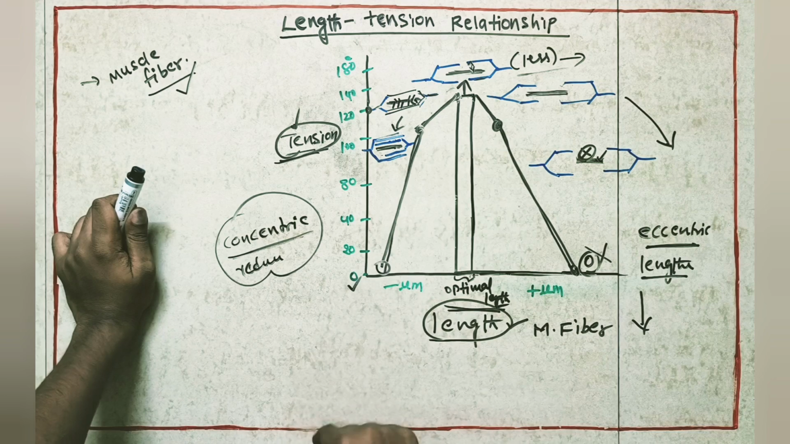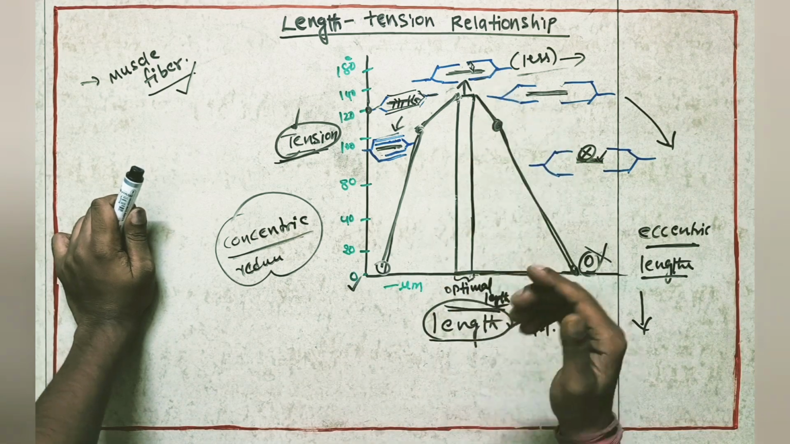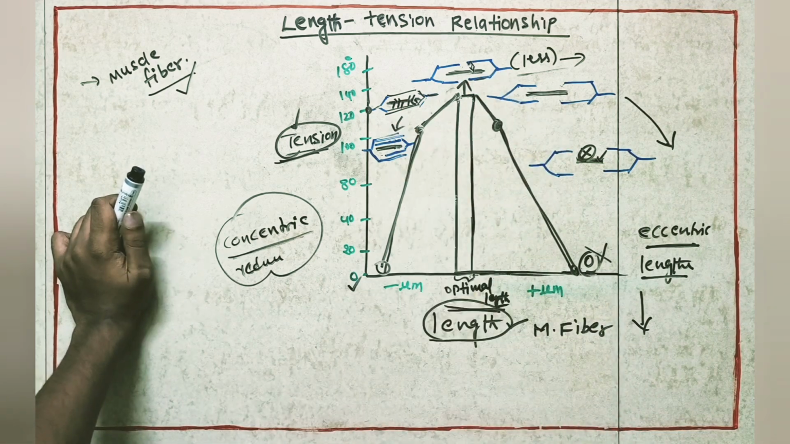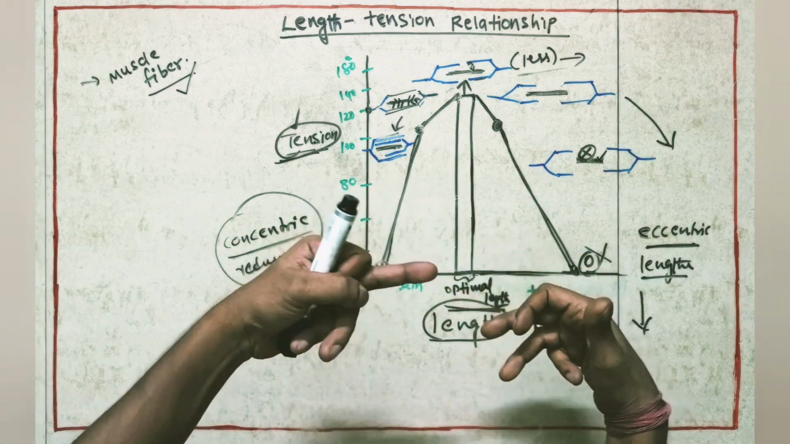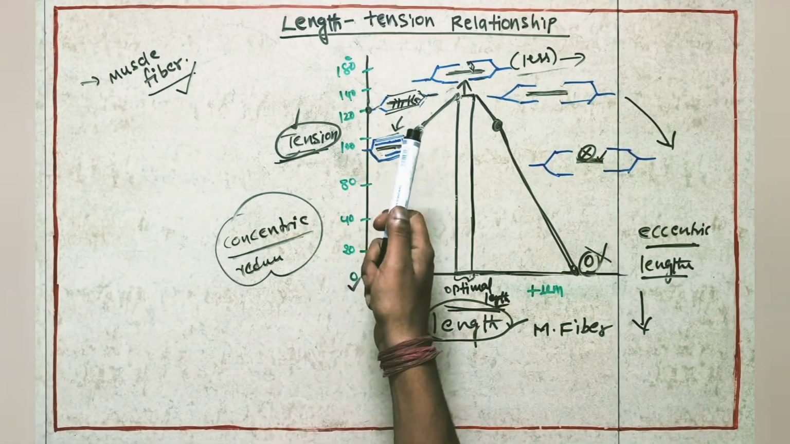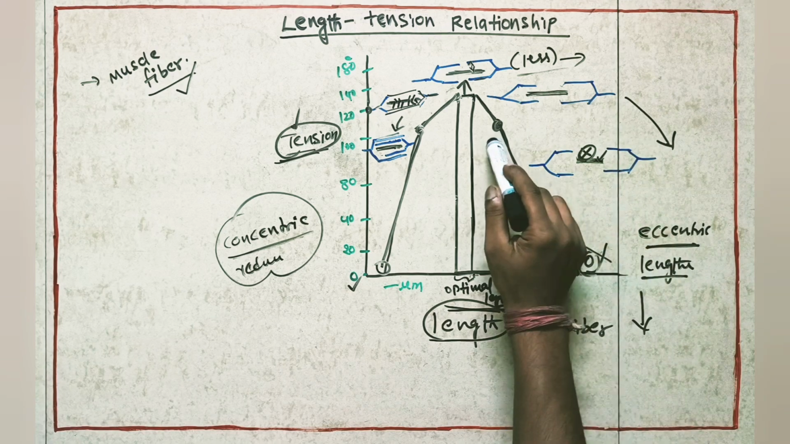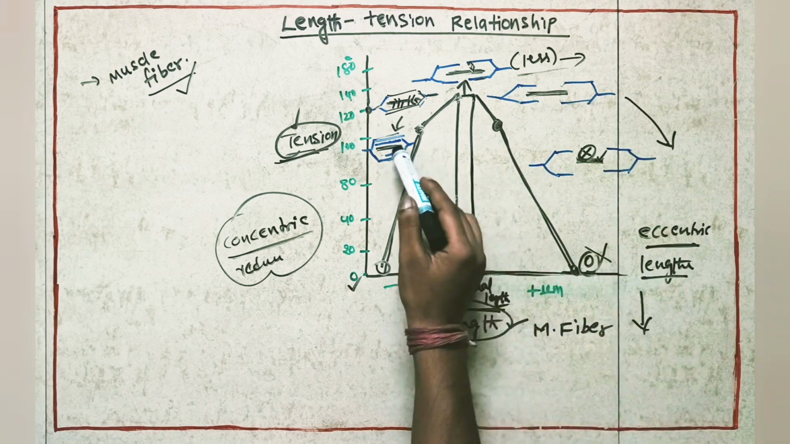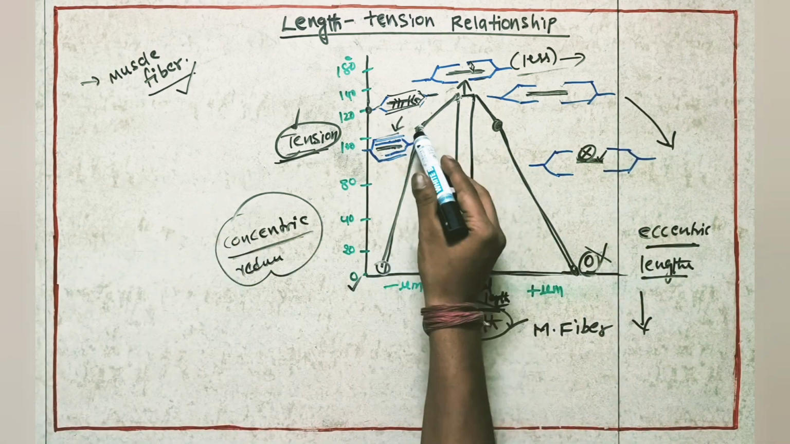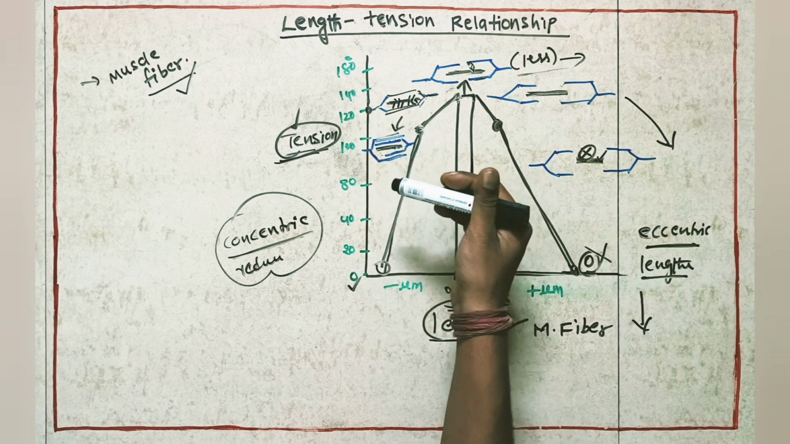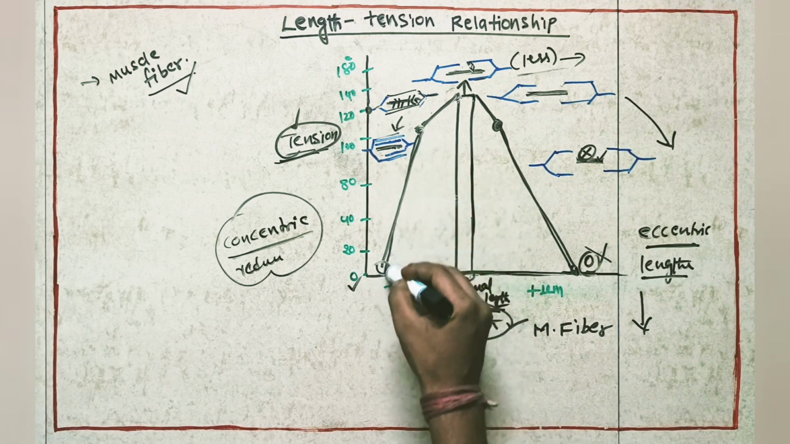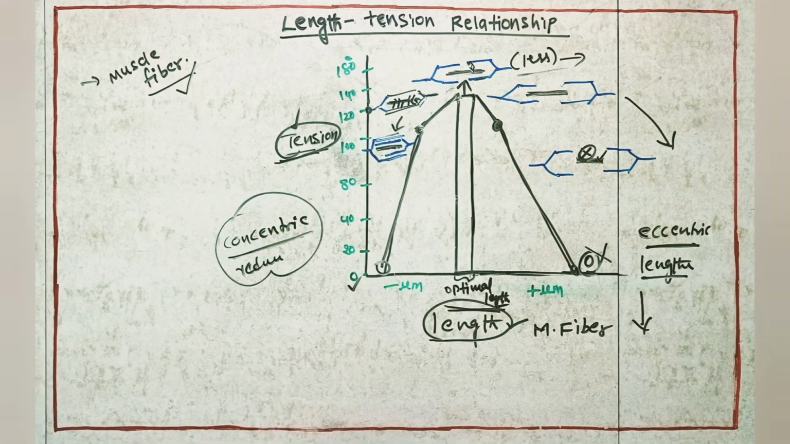So at the optimal length, the muscle is able to generate the maximal isometric contraction. If the space between actin and myosin is increasing, then the force, tension will come down to zero. If actin and myosin are overlapping more also, at that time also the tension will come to zero. This is about the length tension relationship.